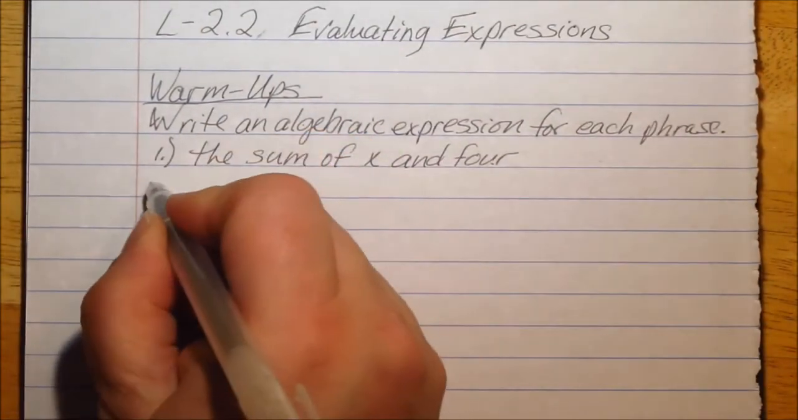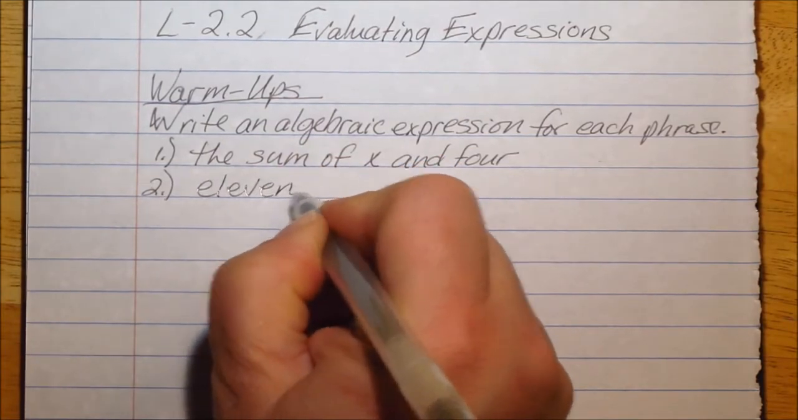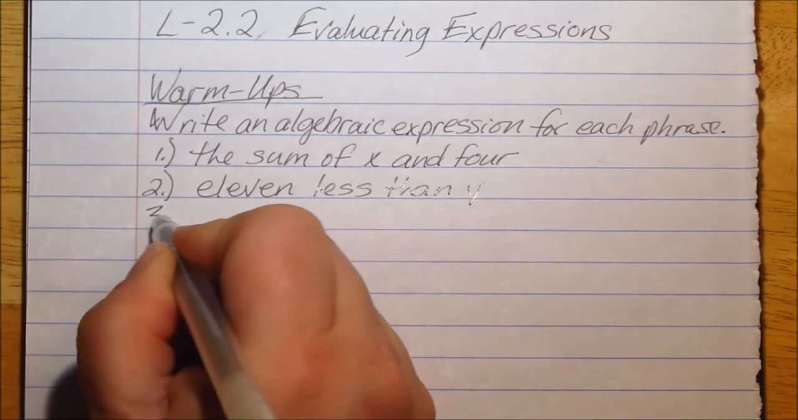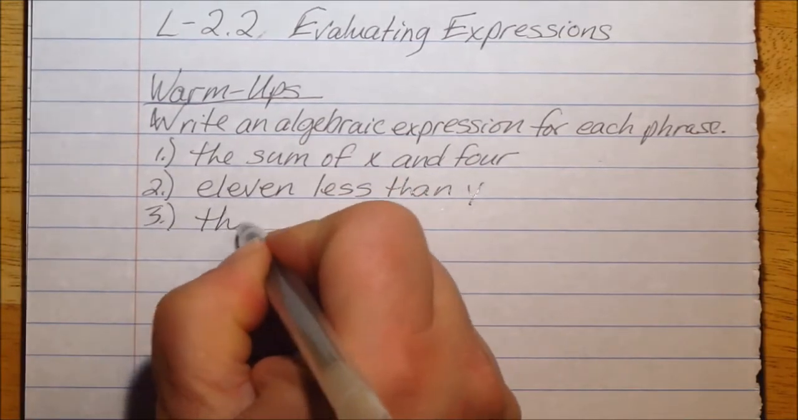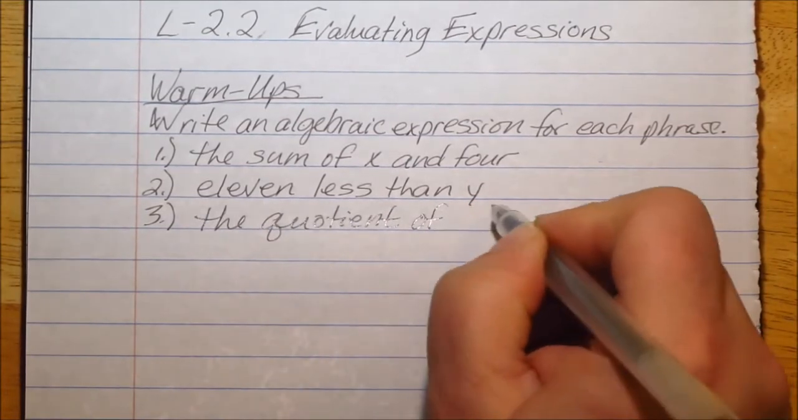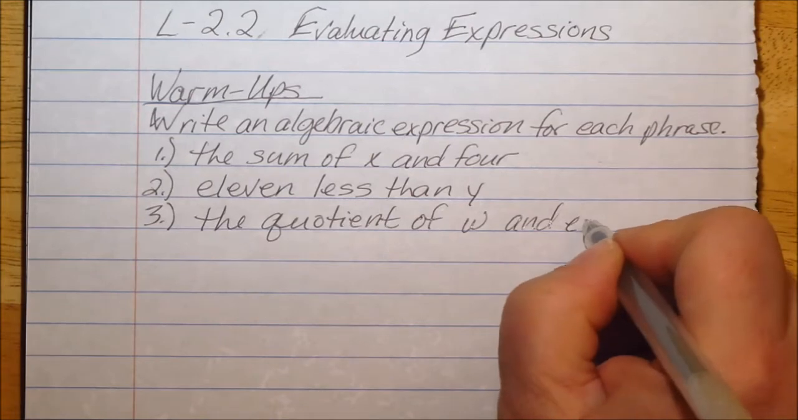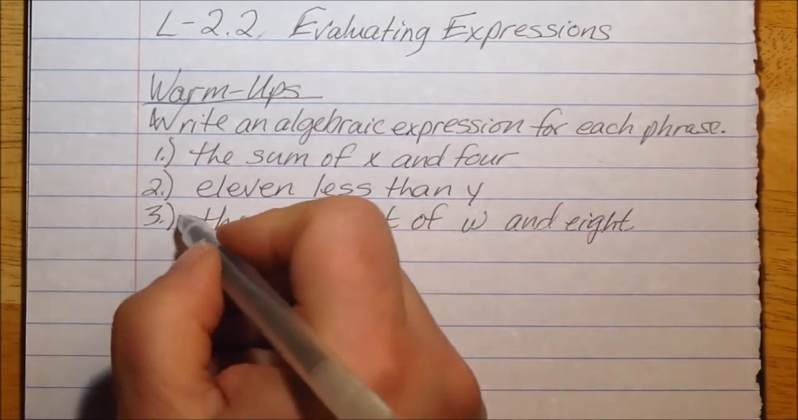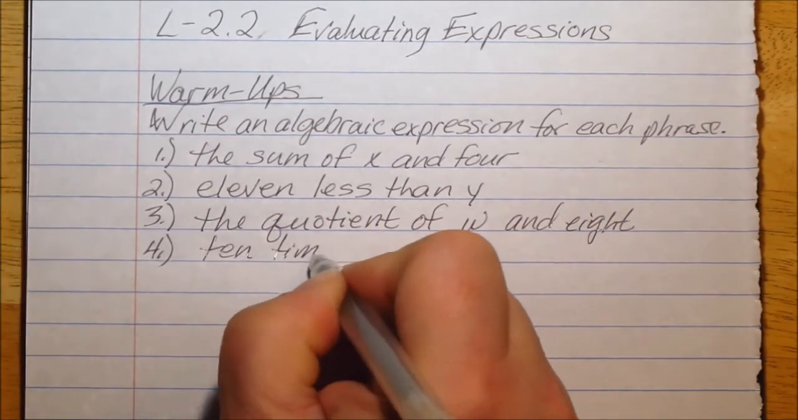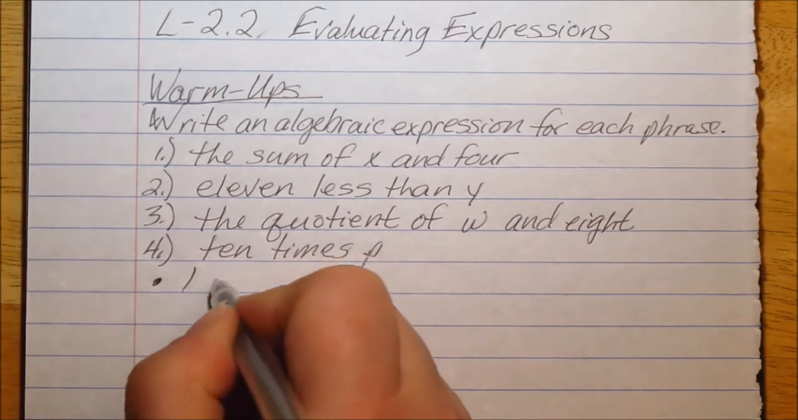Number two is 11 less than y. Number three, the quotient of w and 8. And the last one, number 4, 10 times p.